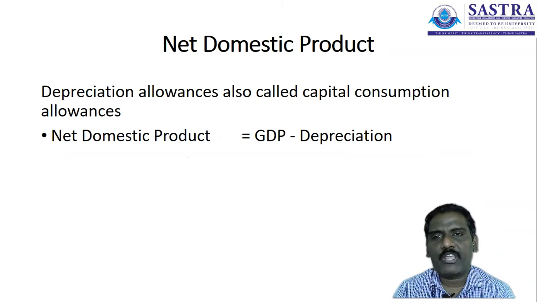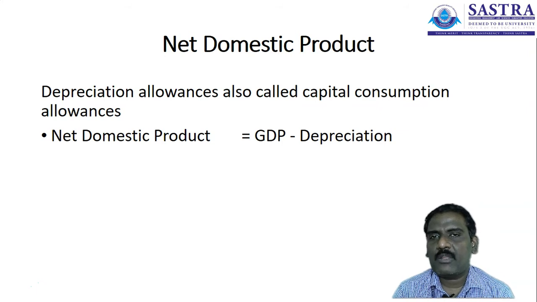And for the net domestic product and net national product, we need to know how the concept is derived. We can take one particular value here, where we use capital goods for manufacturing or producing goods and services. Those capital goods have depreciation, or we can give depreciation allowances to the capital goods for the purpose of further replacement of the capital goods in future. We can allow some depreciation.